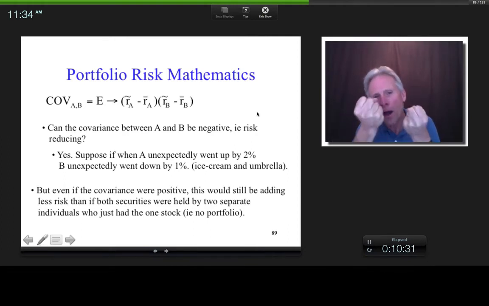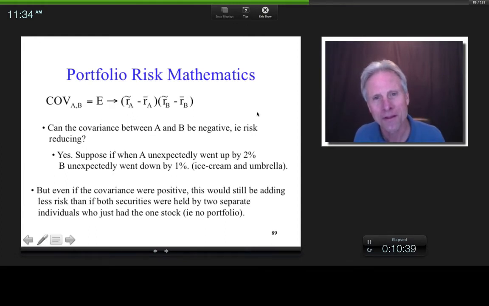But even when they go up and down together, but at different rates, now is there some kind of risk interaction going on? There is, right? Which means less risk than if you were not diversified. If all you held was just one stock, and another person, all they held was one stock, and you added those 2 risk units together.